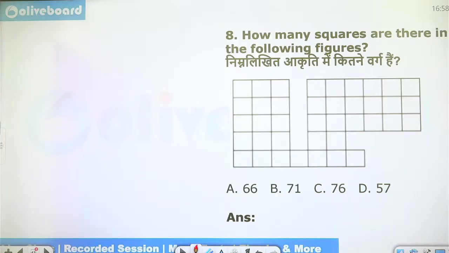We often miss some particular squares here, getting the incorrect answer. If you see, the answers are also very close. They're not very far off. 57, 66, 71, 76. But the options will actually come to your rescue here.